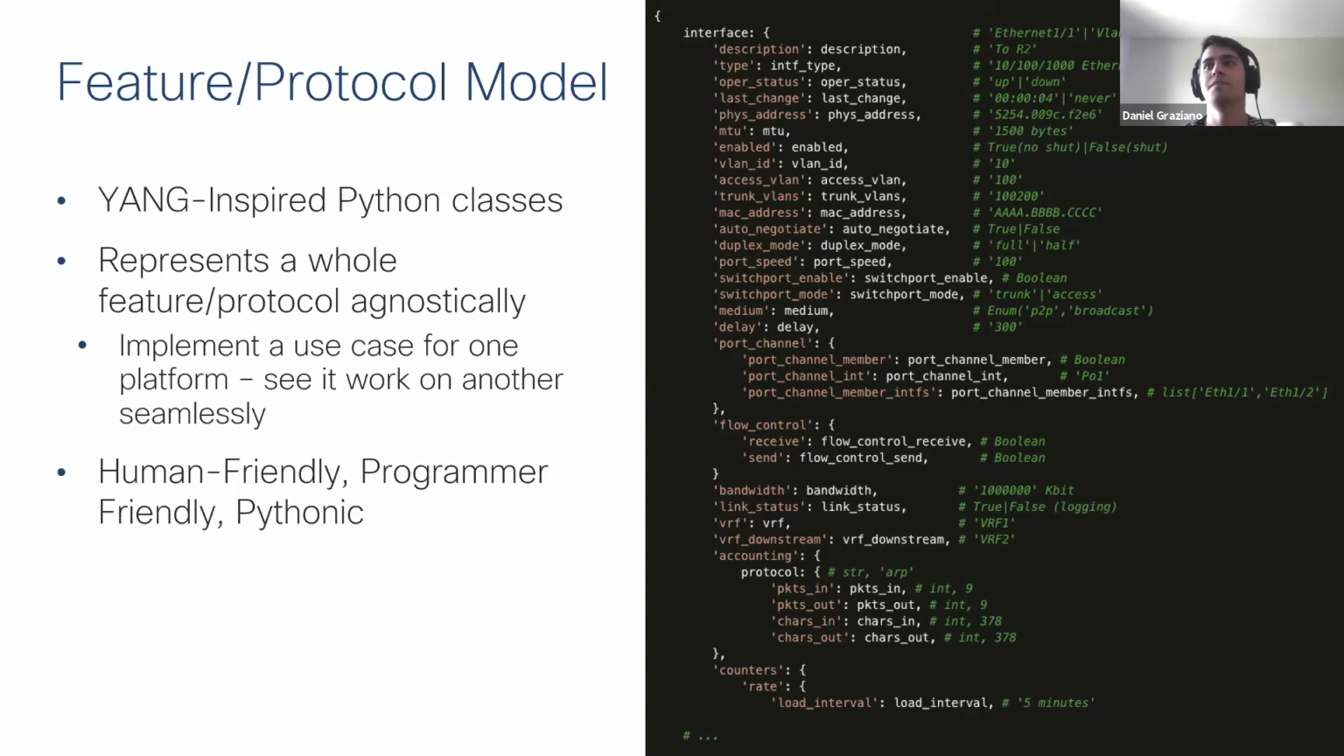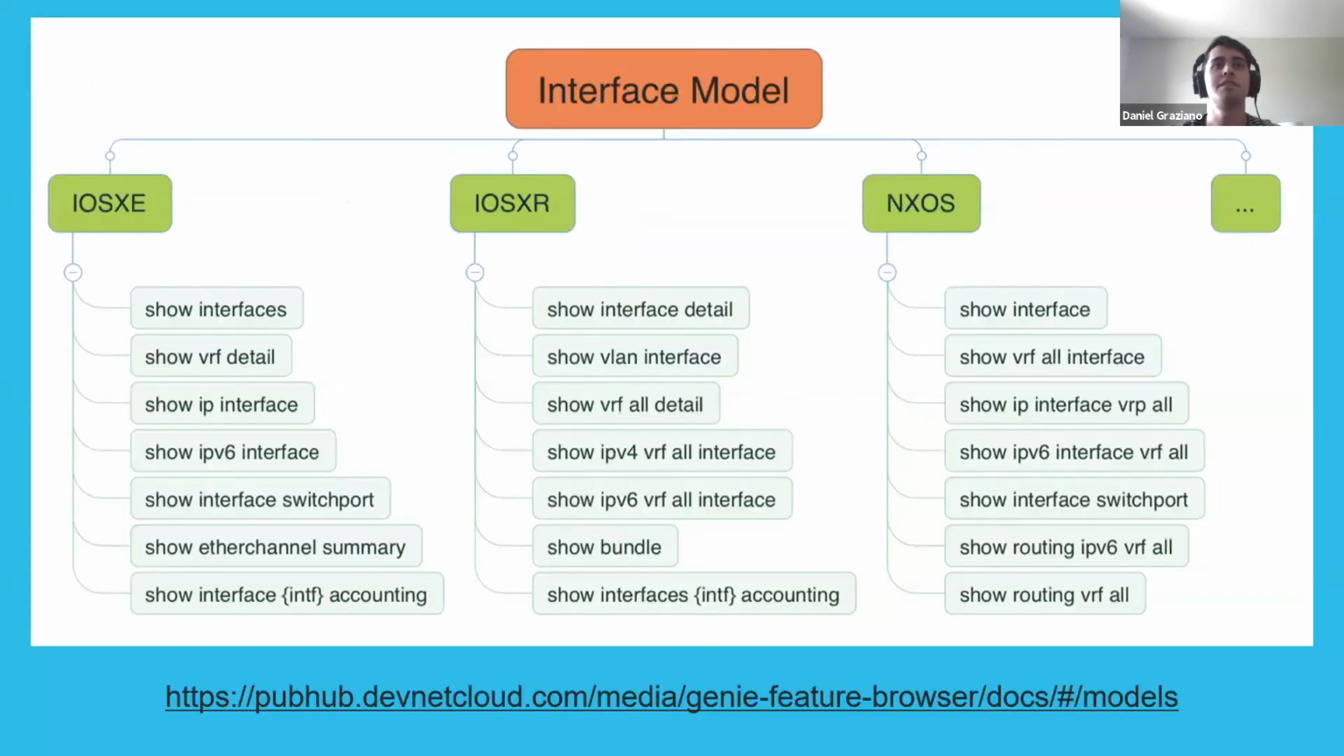This is an example of our interface model. And on the bottom, you can see all the show commands for each and every platform. The interface model has a structure that combines all the output from all of those show commands into one agnostic structure that works across all platforms. And you can view all of the models at our Genie feature browser from the link below.